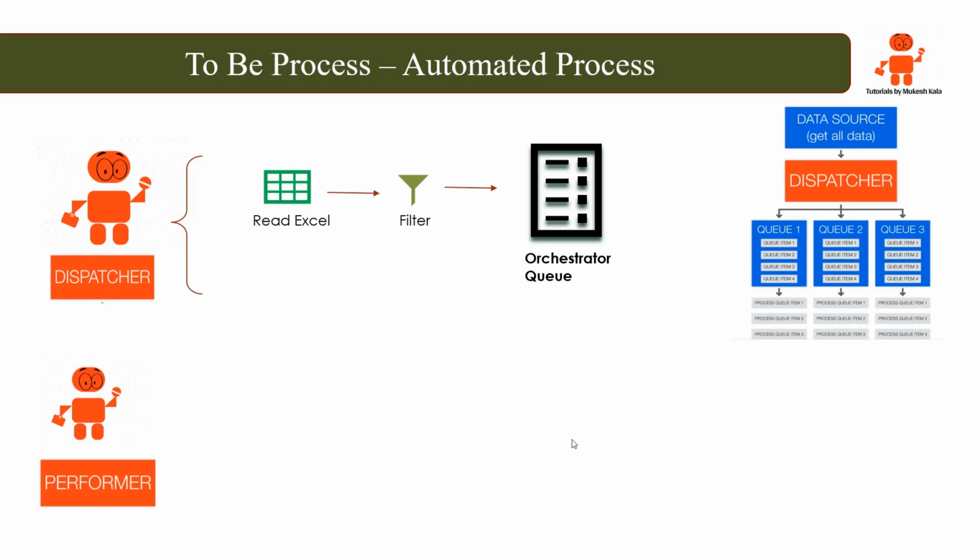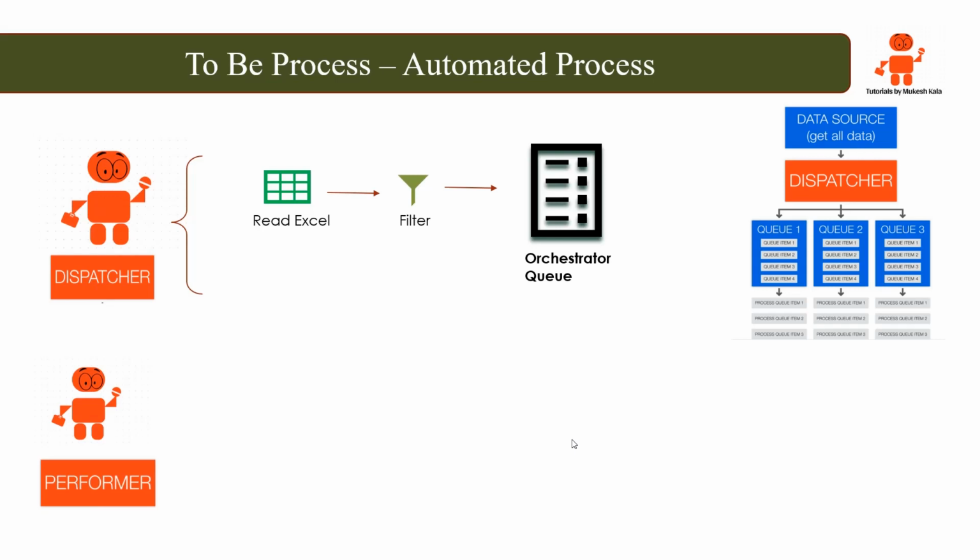If you look at the diagram on the extreme right, this is the diagram we explained when we were explaining the dispatcher. The dispatcher is a process where we get all the data sources, and it has the ability to load the data into the queue for further processes, or in other words for the performer to use. So in our process, we are just going to read the Excel, filter out the records and put the data into the Orchestrator queue. So this would be our dispatcher.